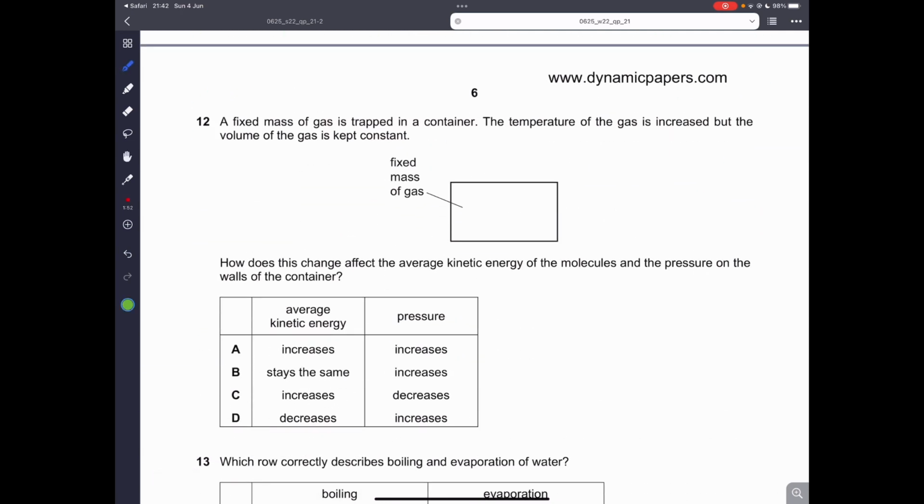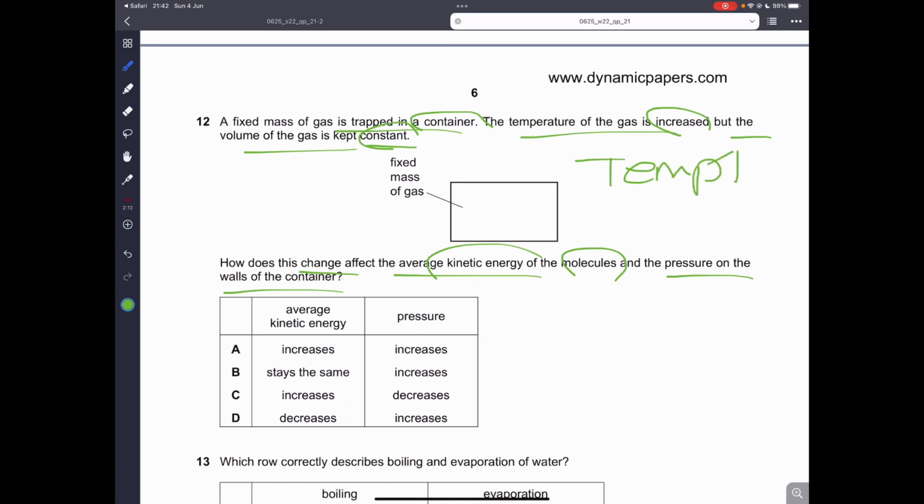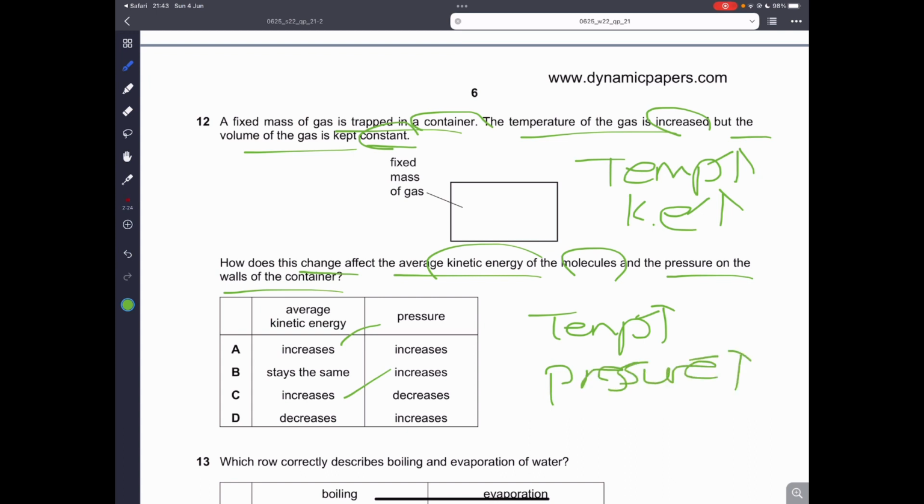Okay. Question number 12. A fixed mass of gas is trapped in a container. The temperature of the gas is increased, but the volume of gas is kept constant. How does this change the average kinetic energy of the molecules and the pressure on the walls of the container? Well, the temperature of the gas is increased. If the temperature increases, the kinetic energy will also increase. However, if the temperature increases, the pressure is also going to increase. And therefore, A is the correct answer.